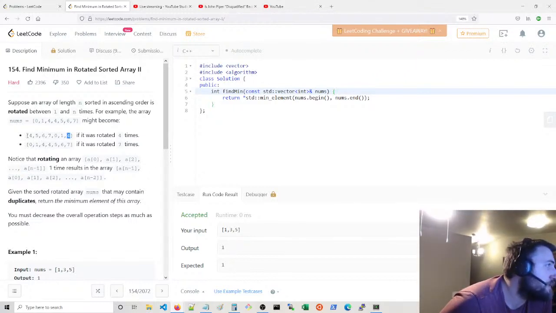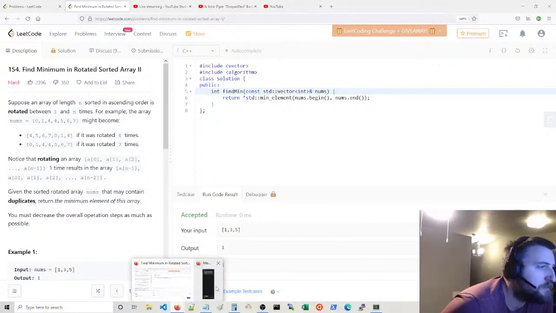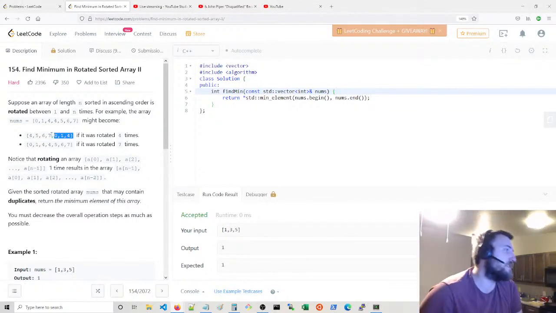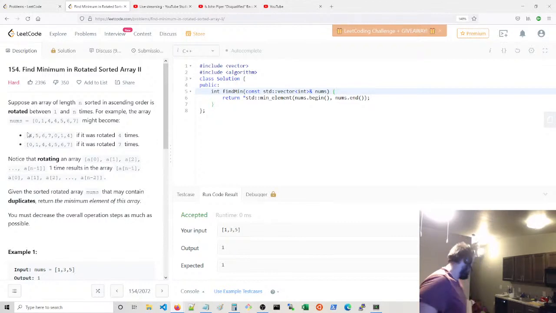Here's the problem though. If there are duplicates, then these elements won't necessarily be different from each other. They could be the same, and then you have a problem. In fact, if they're all the same, then you have issues, right? How do you figure out the smallest element if they're all the same number? Is it possible? I don't think so. If there are duplicates, I don't think there's another way to do this, quite frankly. Nope.